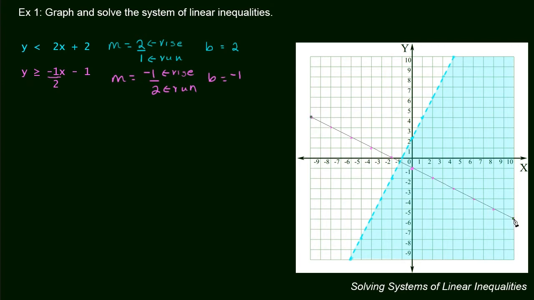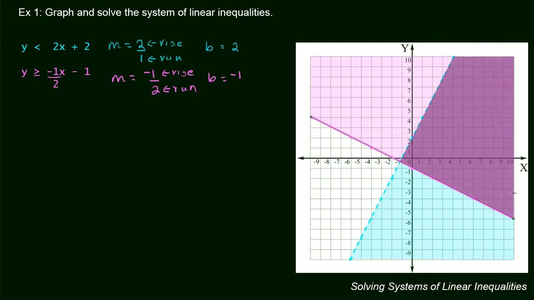So to figure out the shading, y is greater than or equal to negative 1/2 x minus 1. Since it's greater than, I am going to shade above my line of y is greater than or equal to negative 1/2 x minus 1. My solution to this inequality is where the two shaded regions overlap. As you can see, it is in this area over here.